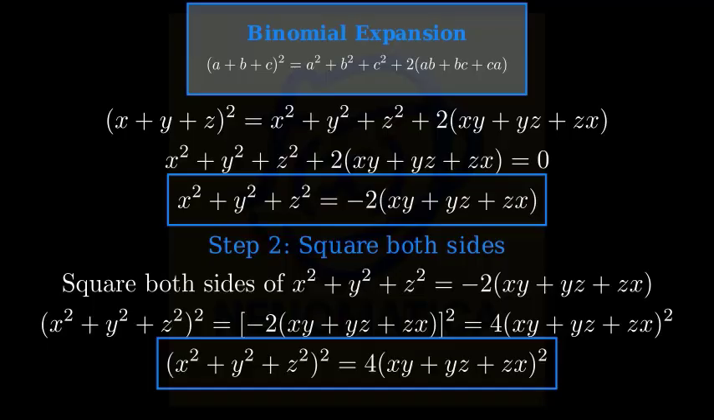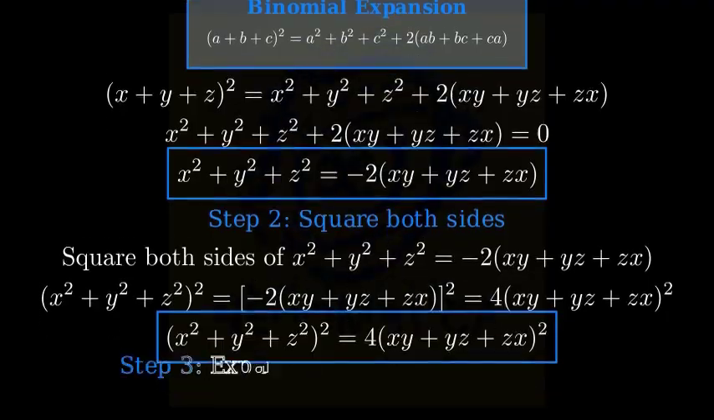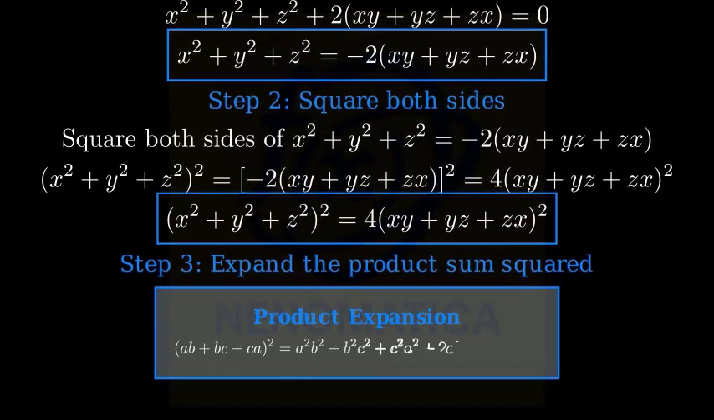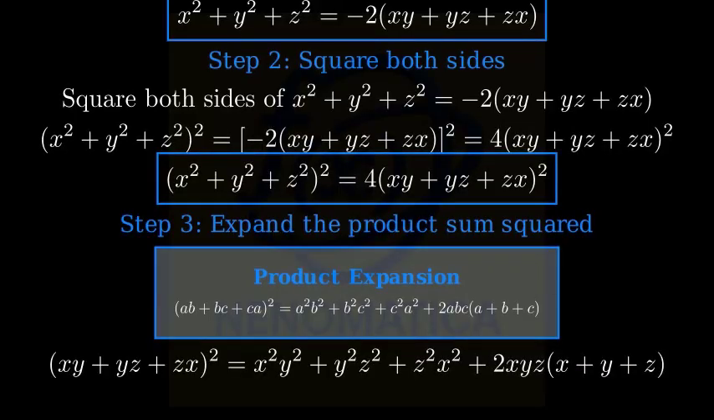Now let's focus on expanding the expression (xy plus yz plus zx) squared. When we expand this, we get x squared y squared plus y squared z squared plus z squared x squared plus 2 times xyz times the quantity (x plus y plus z). But remember, our constraint tells us that x plus y plus z equals 0. So the term 2 times xyz times (x plus y plus z) becomes 2 times xyz times 0, which is 0. Therefore, (xy plus yz plus zx) squared simplifies to x squared y squared plus y squared z squared plus z squared x squared.